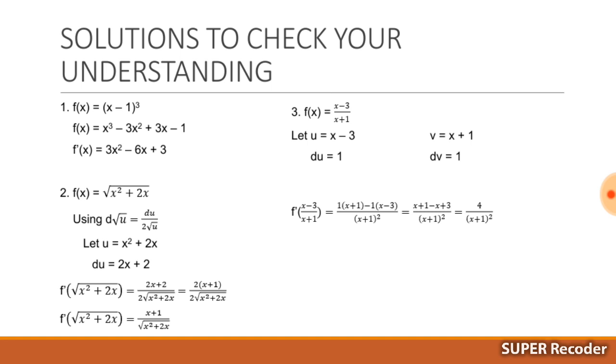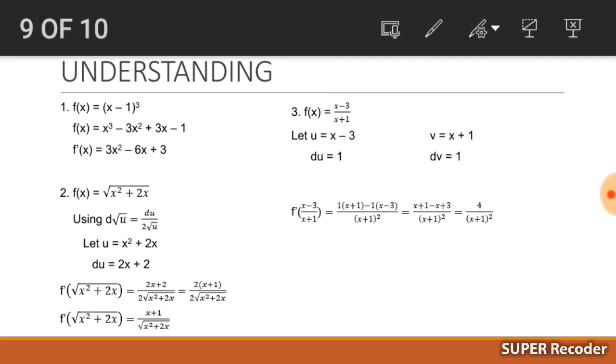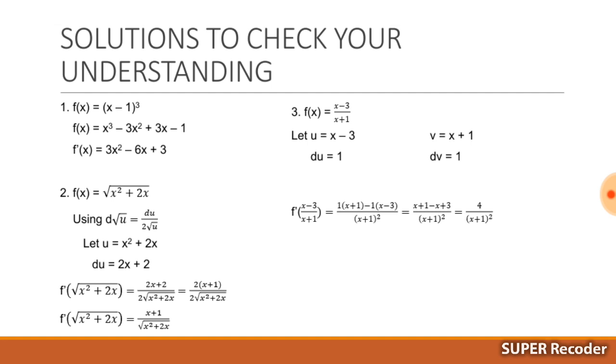So let's apply it: v du is 1 multiplied by x plus 1, minus 1 multiplied by x minus 3. That's just to show how the process is done. That will be x plus 1 minus x plus 3 over quantity x plus 1 squared. So your answer must be 4 over quantity x plus 1 squared.